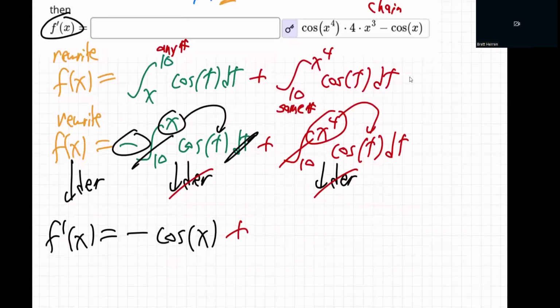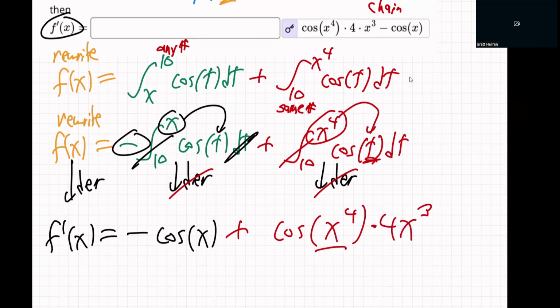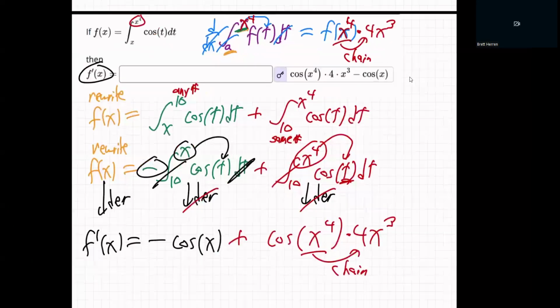So that means it's going to be the cosine of, so plug in that x to the fourth right there, but then times 4x cubed, because that is the chain rule action. And so there we go. You can see it's right. They put the minus cosine at the back. Doesn't matter, front or back, whatever. Cosine x to the fourth times 4x cubed. There it is.